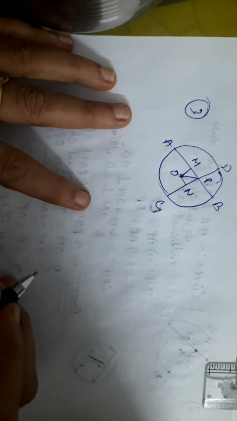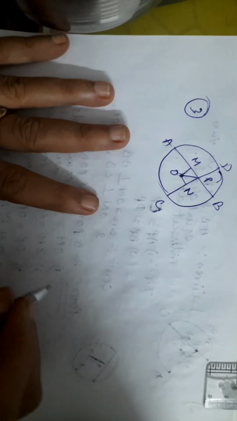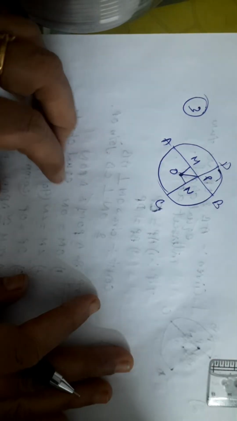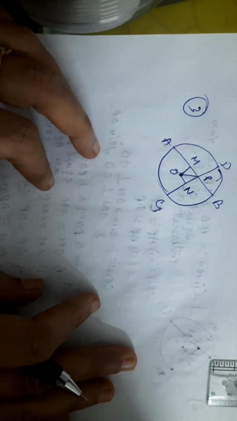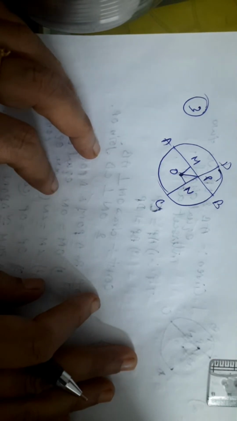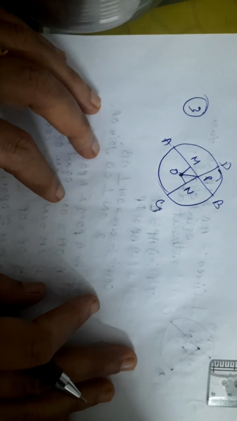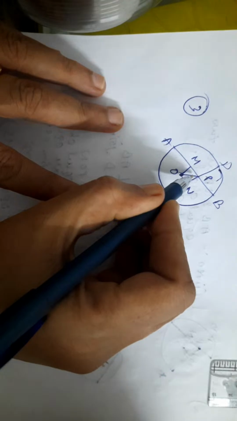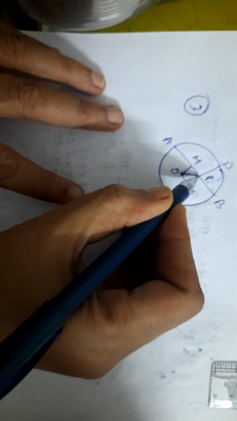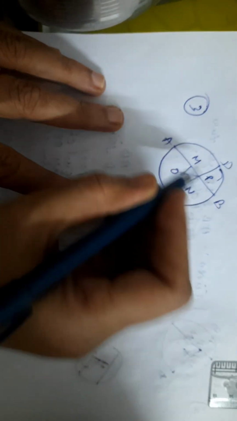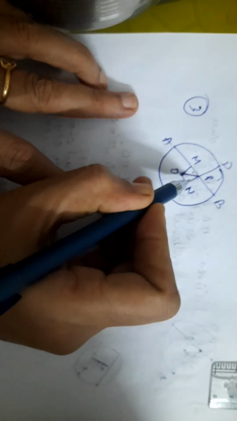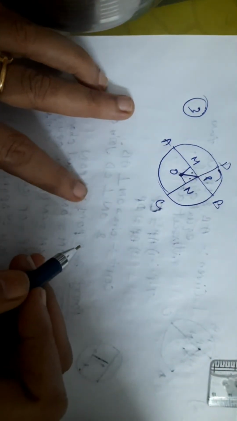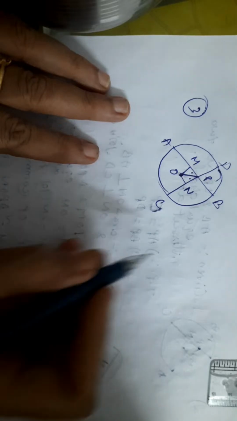Here what we need to do, so once I am reading question number 3, listen to it carefully. If two equal chords of a circle intersect within the circle, prove that the line joining the points of intersection to the center makes equal angles with the chords. So the line joining the intersection to the center will make equal angles with the chords. So these angles we need to make equal. So let's start with that.